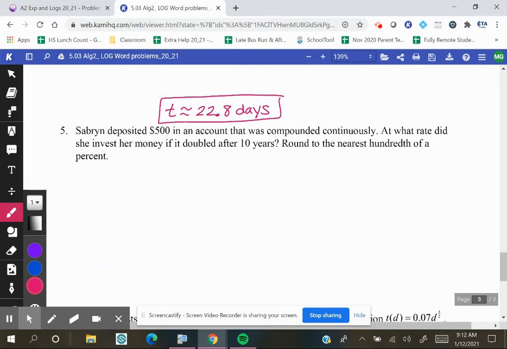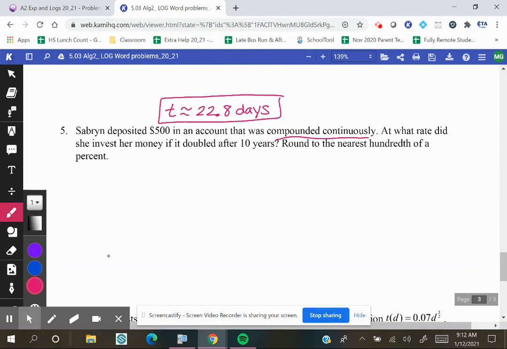All right, number 5. Sabrin deposited $500 in an account that was compounded continuously. At what rate did she invest her money if it doubled after 10 years? Round to the nearest 100th of a percent. So a little bit different than the last one we did because I asked you to find the time instead of the rate, but same idea. So pause the video here, write out your formula, show your substitutions, and then solve for your rate and round it to the nearest 100th.